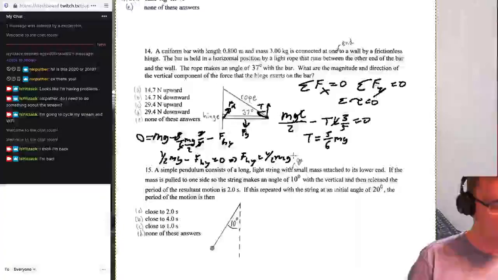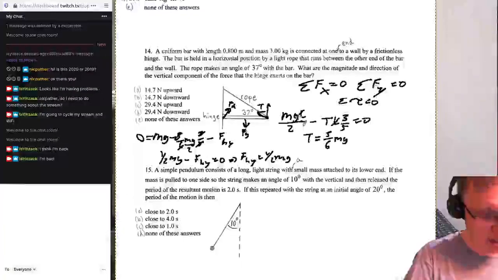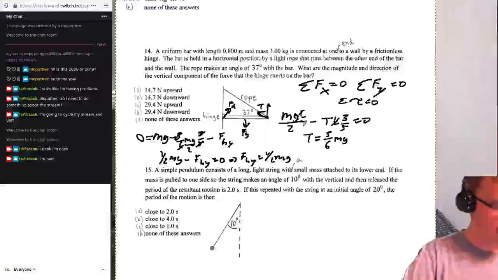Okay. So I believe I now have all the information I need to answer the question. That is mass of 3 times 9.8 divided by 2 is 14.7 up.